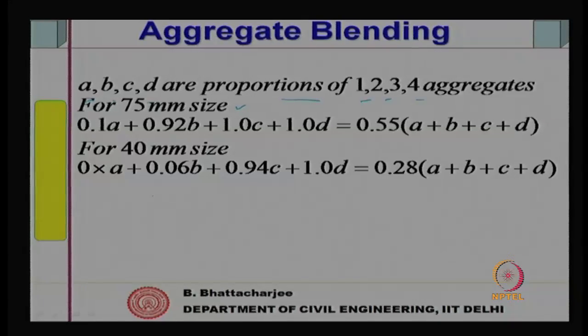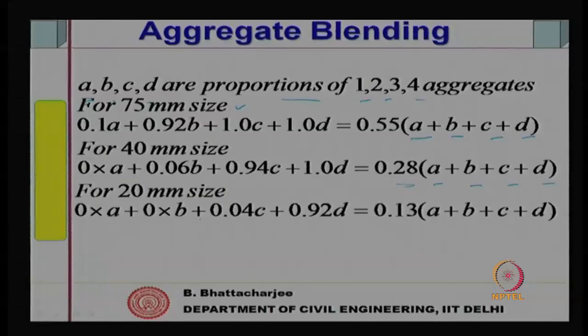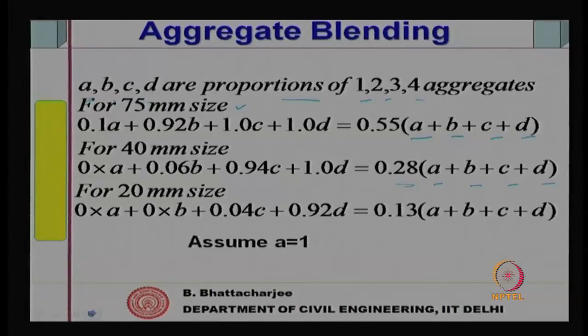Similarly, for 40 mm size, there is nothing for A, only 6% for B, 0.94 of the C aggregate passing through 40 mm, and 100% passes for D aggregate, and desirable is 0.28. I can set a third equation. Now, I must set 4 such equations because I have 4 unknowns. I had 150 mm, 75 mm, 40 mm, 20 mm and 10 mm, so for these I can set 4 equations. Here, of course, we have done one thing: we have assumed A equals 1, so that is eliminated straight away, and I need only 3 equations.